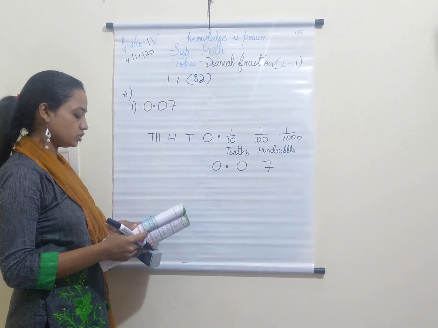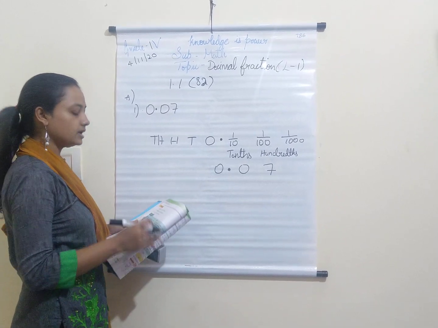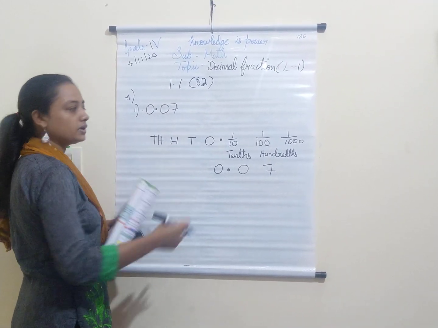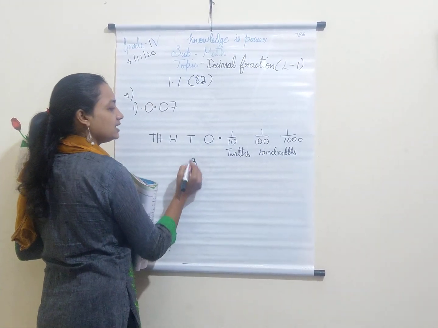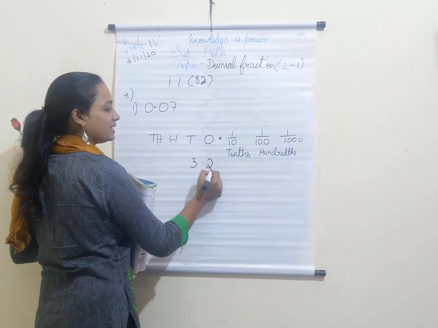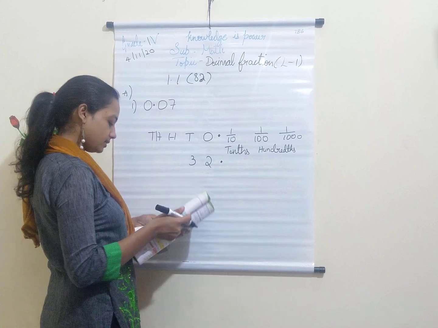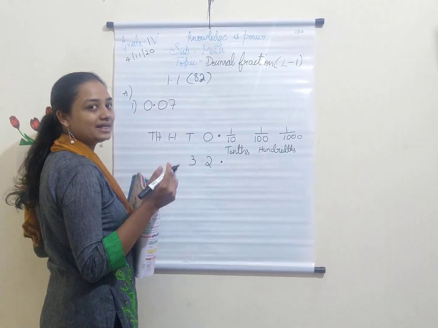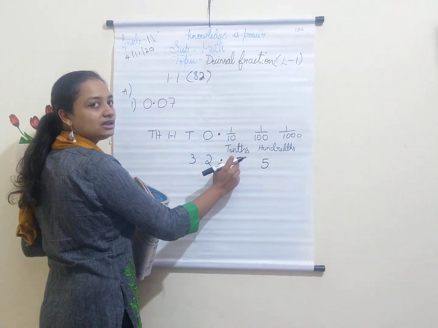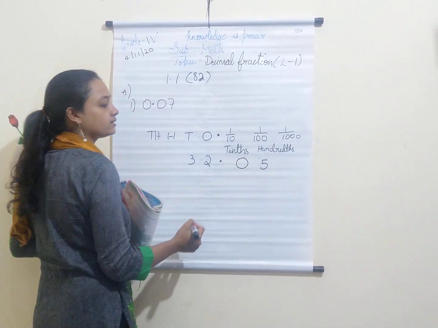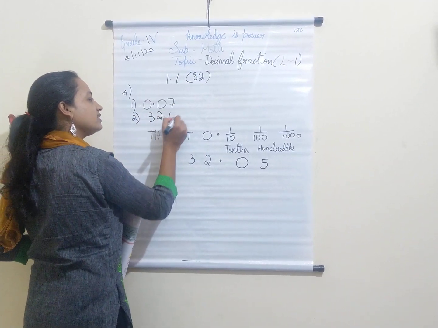Now see the second question, 32 and 5 hundredths. 32 is a normal number, okay? So how do you write 32? 3 in tens place, 2 in ones place, 32. And if you see, it is a point. What have they given? 5 hundredths. So in the hundredths place, I have 5. They have not given tenths, so I will write 0 here. So my second answer is 32.05.